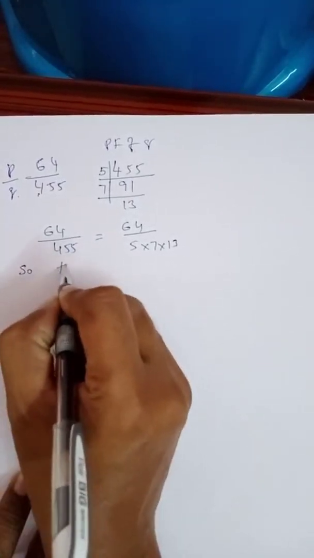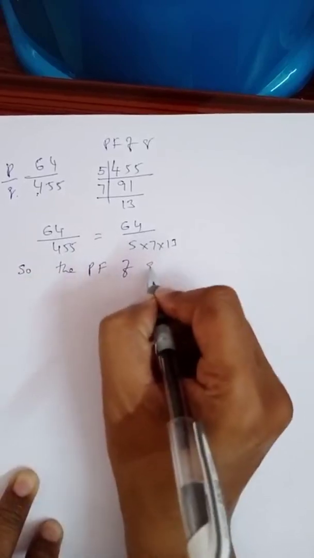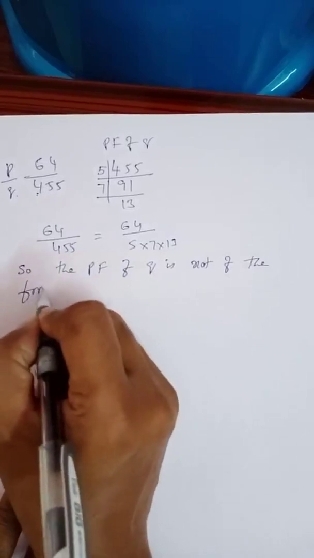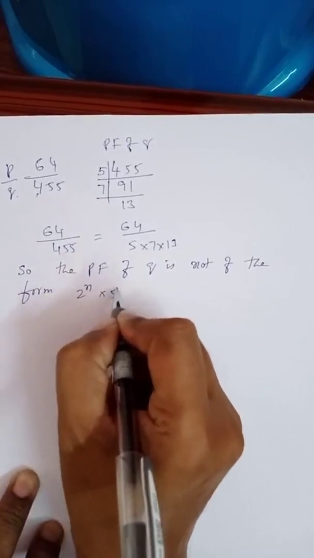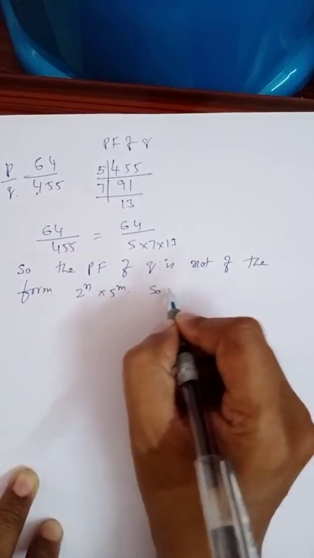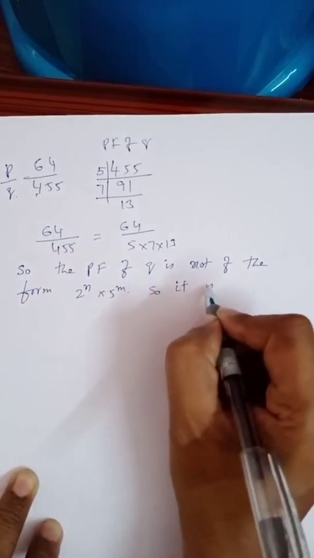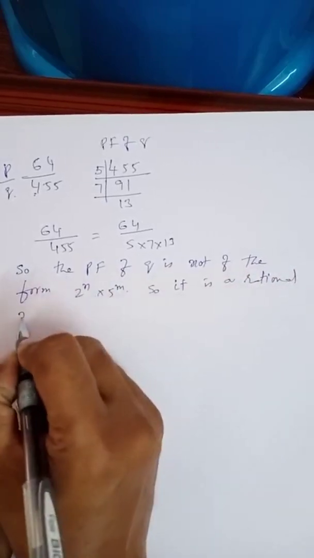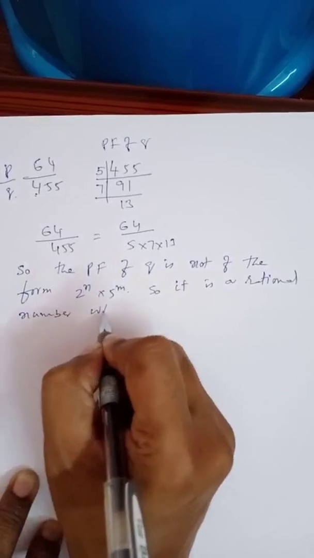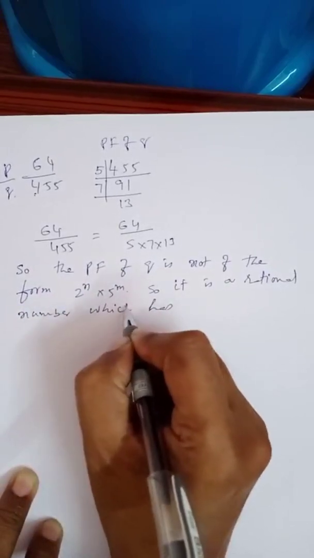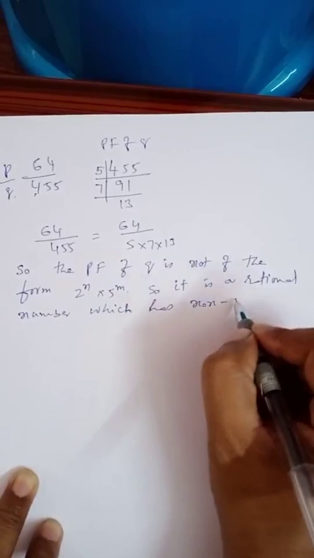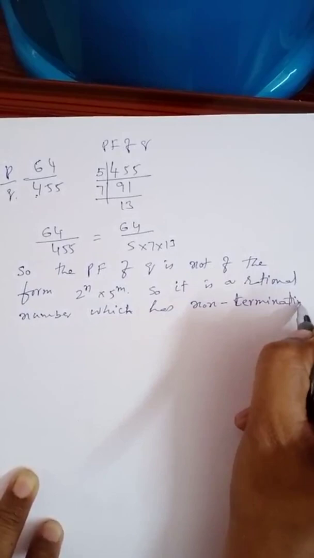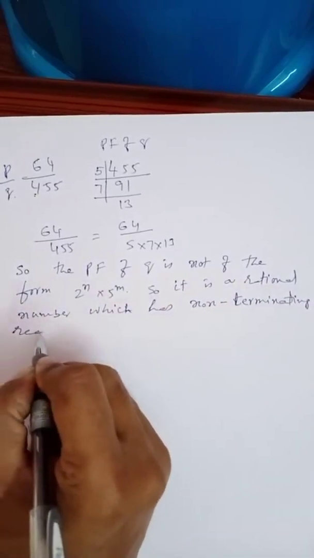So the prime factorization of q is not of the form 2 to the power of n into 5 to the power of m. So it is a rational number which has a non-terminating repeating type decimal expansion.